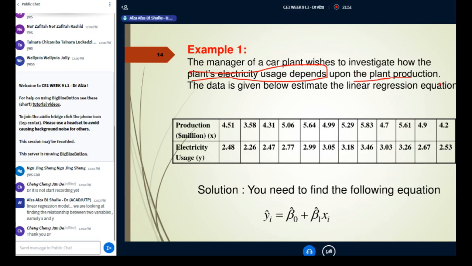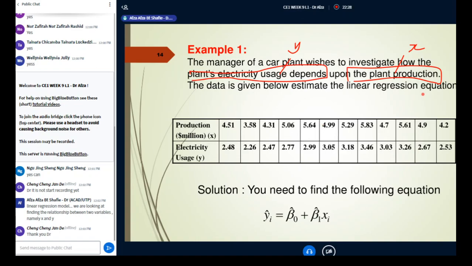So in this kind of situation, you need to know what is your dependent and what is your independent. Here the electricity usage depends upon the plant production, so electricity usage will have to be your Y, and this one will have to be your X. Even if it's not mentioned which is your X and which is your Y, you should be able to figure that out. So this is the situation that you get. These are the values, and from here you want to estimate the equation.